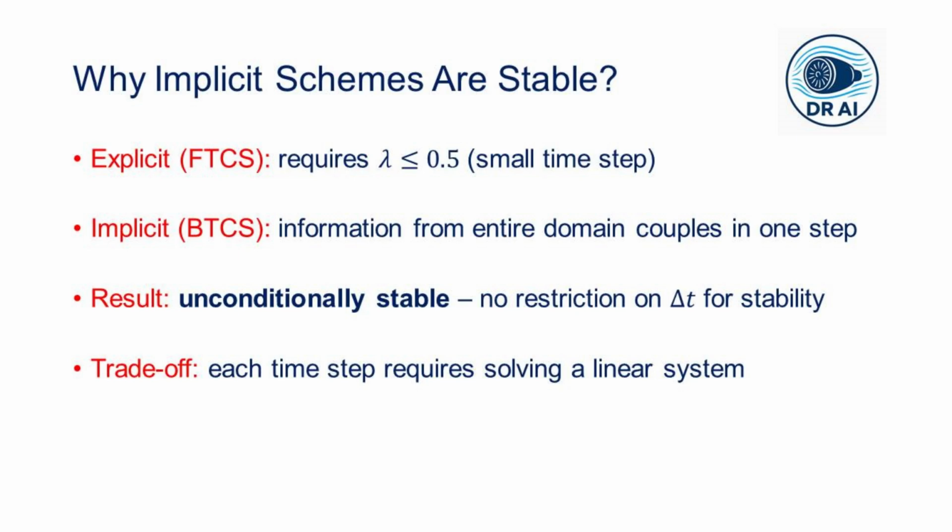Implicit schemes like backward in time, centered in space remove that restriction. Why? Because at each time step, the information from the entire domain is coupled together through the matrix solve. Essentially, the influence of any point spreads instantly to all other points in one time step. This coupling makes the scheme unconditionally stable. There is no time step limitation for stability, though as we will see, accuracy still imposes limits.